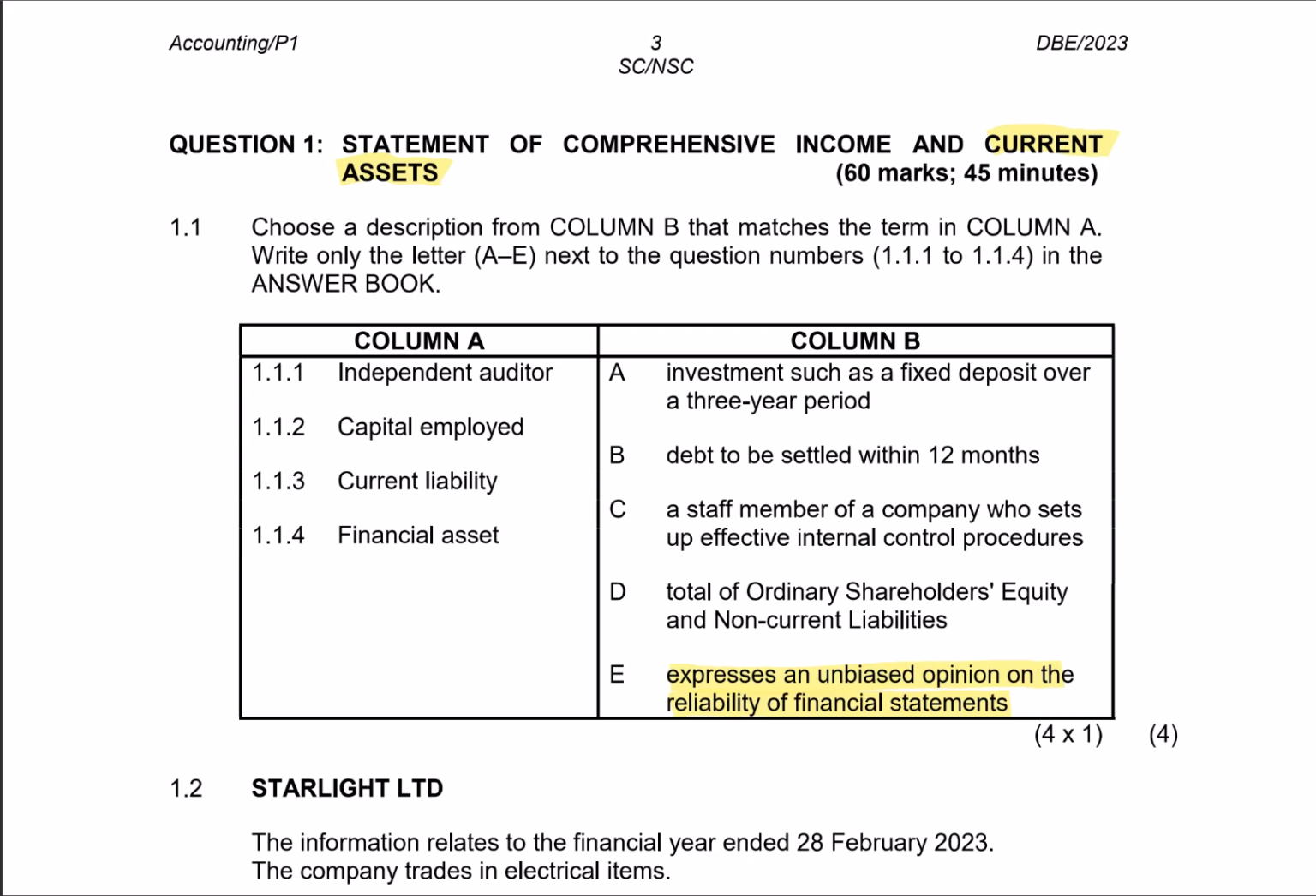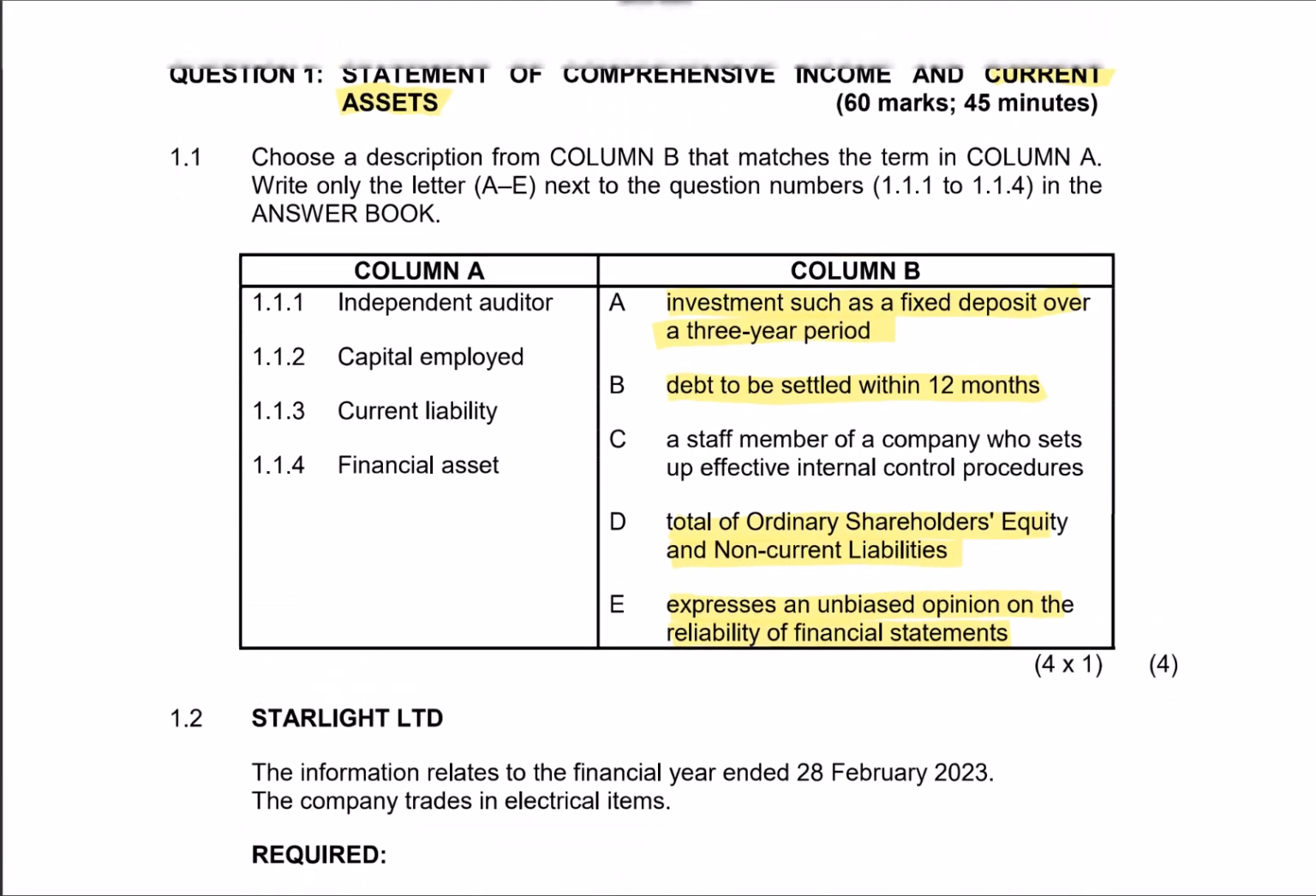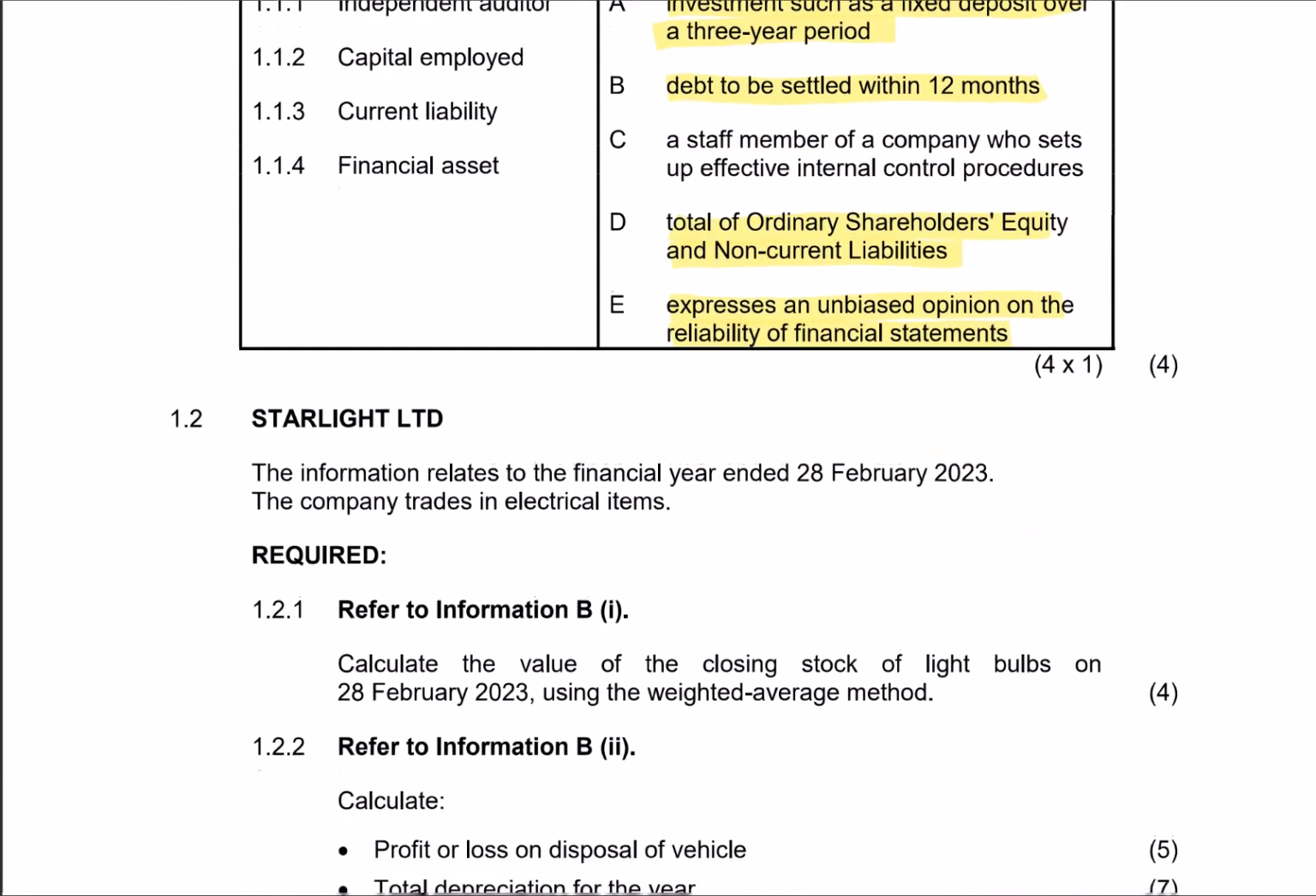And then capital employed. That is total ordinary share equity and non-current liabilities. That's capital employed. Then current liabilities, debt to be settled within 12 months. That's current liabilities. Financial assets, investment assets, fixed deposit over a 3-year period. So that will be that. Those are the concepts. Simple and straightforward.